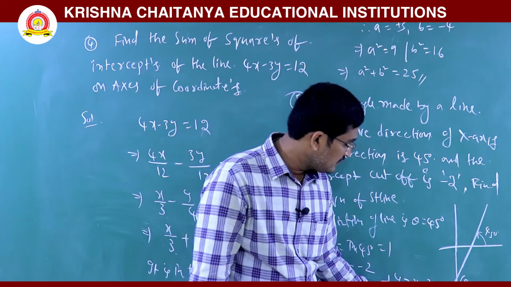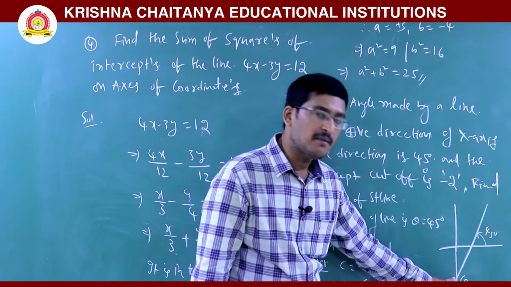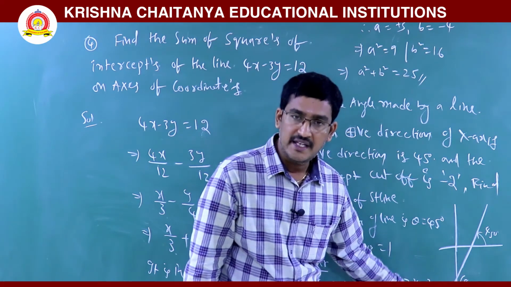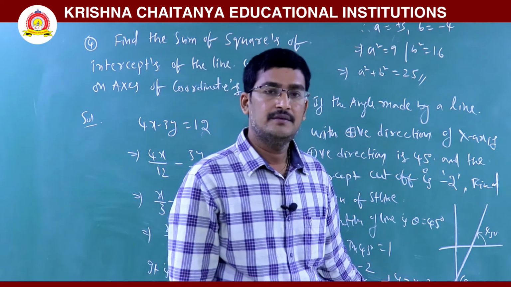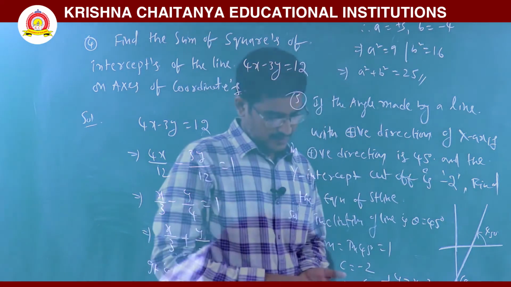This one has slope 1 and cuts the y-axis at 0 comma minus 2 in the coordinate system. So we say the y-intercept of the line is minus 2 and the slope of that line is 1. Remember that, please.